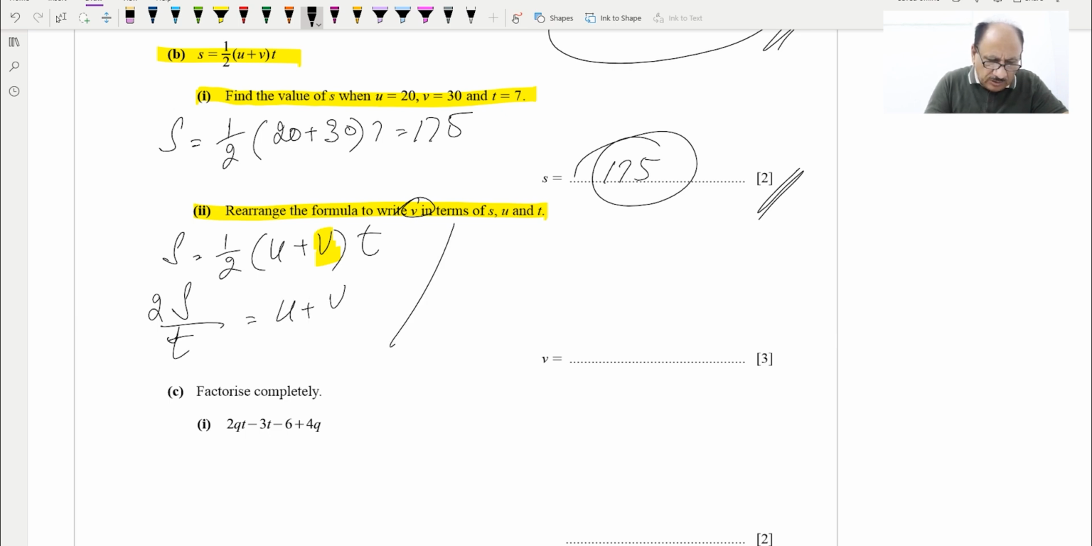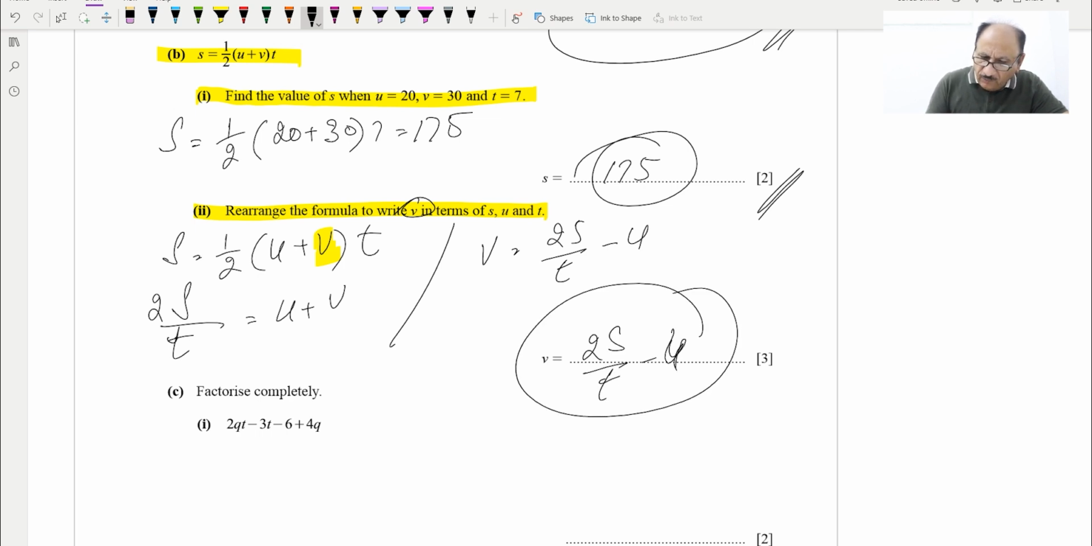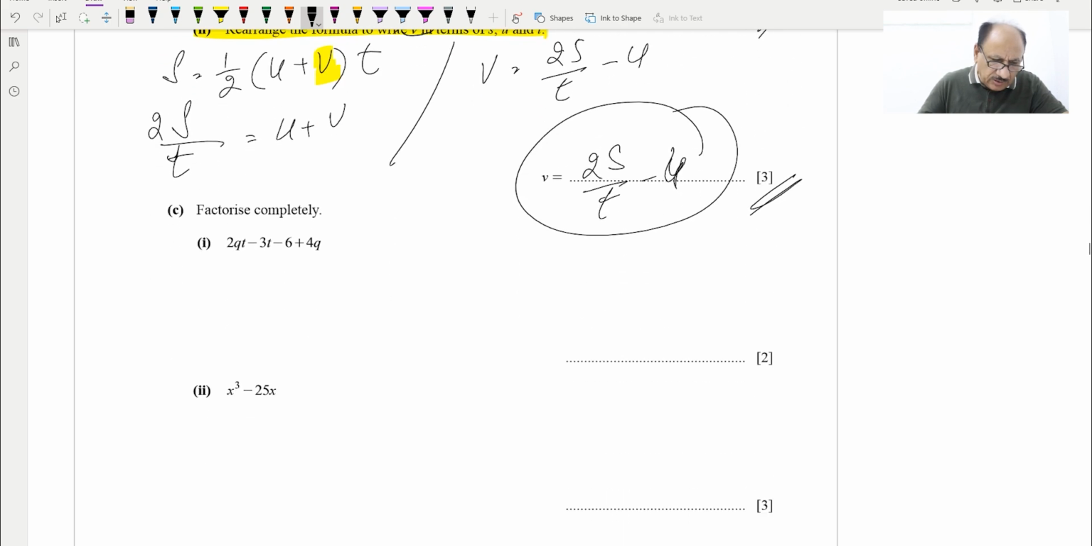So we can write V is equal to 2S over T minus U, and this will be 2S over T minus U. This will be our answer for 3 marks. Hopefully you understand this. Now C part, factorize completely.